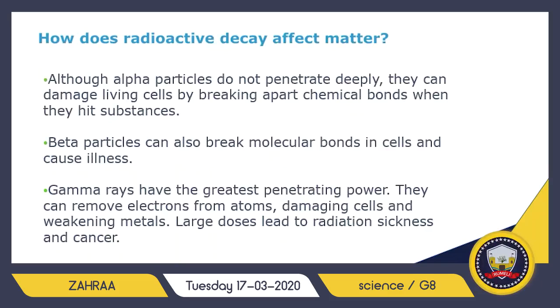Now let us discuss how radioactive decay affects matter. Here we will discuss the advantages and the disadvantages of radioactive decay. Let us start with the harmful effects of radioactive decay. Although alpha particles do not penetrate deeply, they can damage living cells by breaking apart chemical bonds when they hit substances. Beta particles can also break molecular bonds in cells and cause illness.